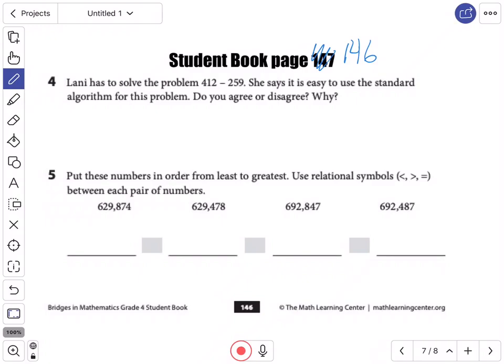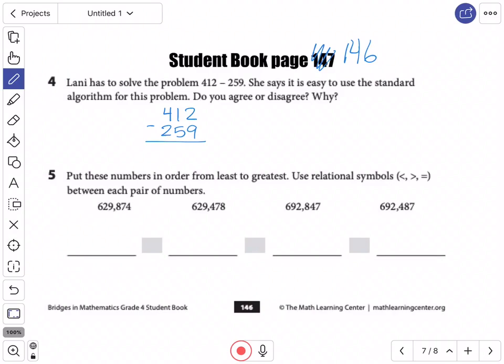Okay, so for number 4, we have Lonnie, and Lonnie has to solve the problem 412 minus 259. She says it is easy to use the standard algorithm for this problem. Do you agree or disagree, and why? Okay, so 412 minus 259. I am not going to agree with Lonnie on this one.